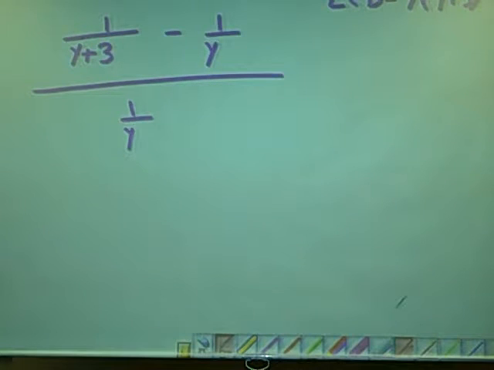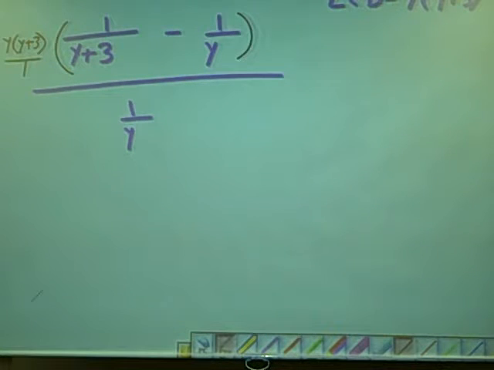So we have to multiply y times y plus 3 in everything. Y times y plus 3, and just leave it factored. Put it over 1. Here, this is going to be y times y plus 3 over 1. Okay? Alright. So we're going to distribute that. And here we can cancel.